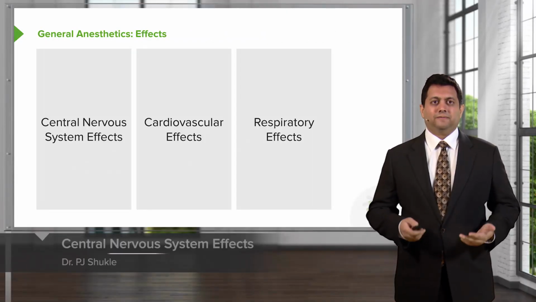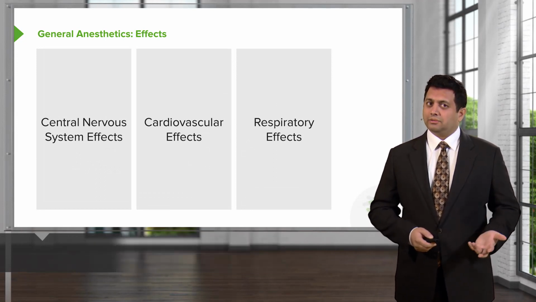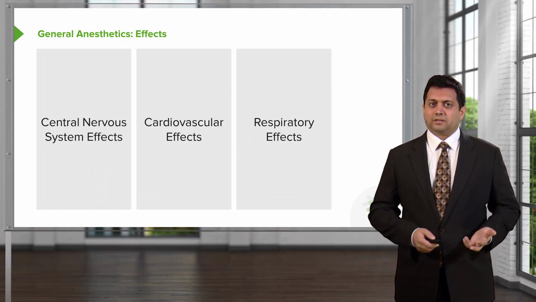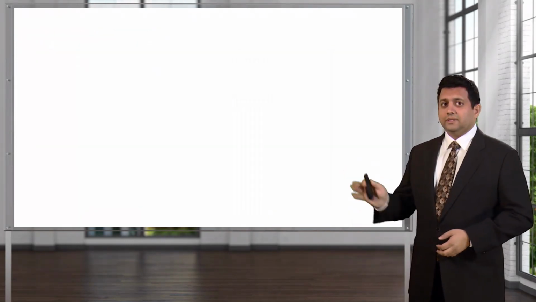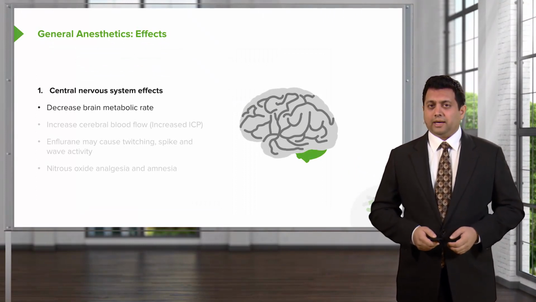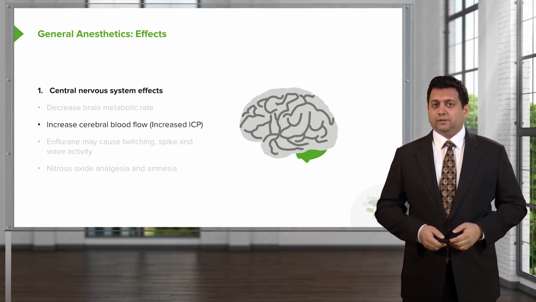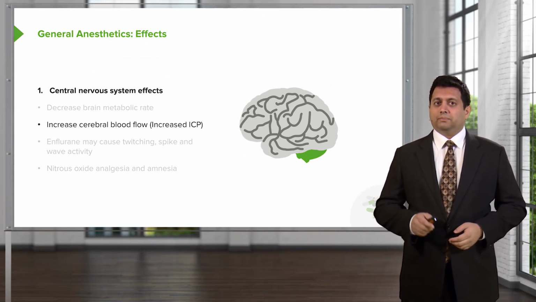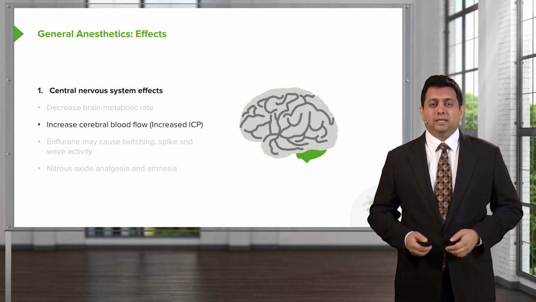Let's talk about the effects on different organs of general anesthesia. We have central nervous system effects, cardiovascular effects, and respiratory effects. Starting off with central nervous system effects. In the brain, it will decrease your brain metabolic rate, and it may also increase cerebral blood flow. This is going to be relevant in brain injury patients because you want to choose your general anesthetic very carefully because you may increase the intracranial pressure.